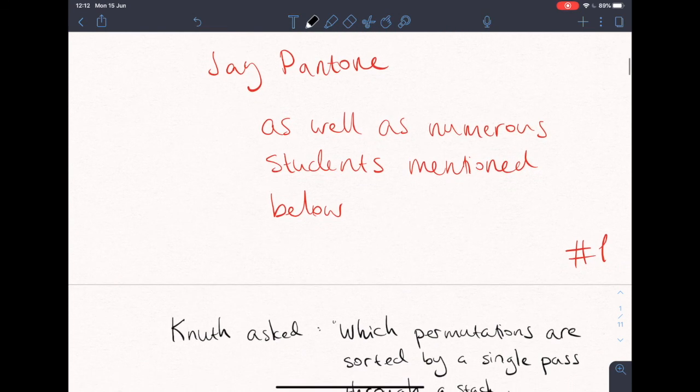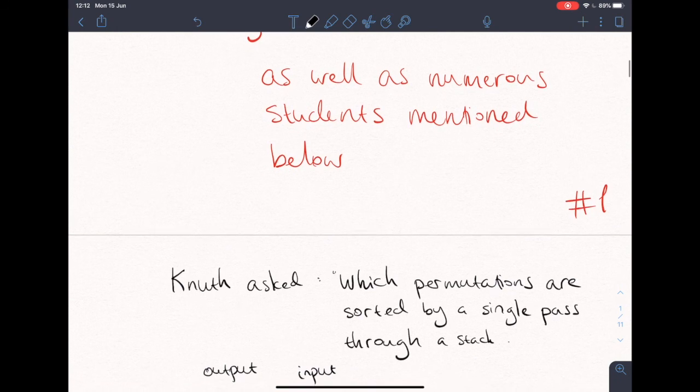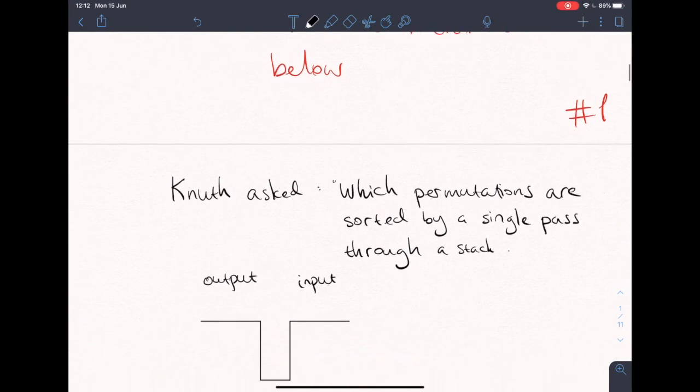Now, a while ago, Knuth asked which permutations are sorted by a single pass through a stack. Just to remind you, a stack is a device that takes a permutation as input, for example 3, 5, 2, 4, 1, and tries to return it sorted, in this case 1, 2, 3, 4, 5. It operates under certain sets of rules.